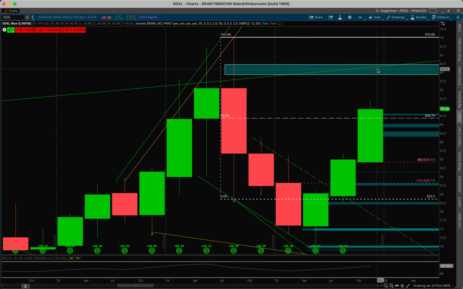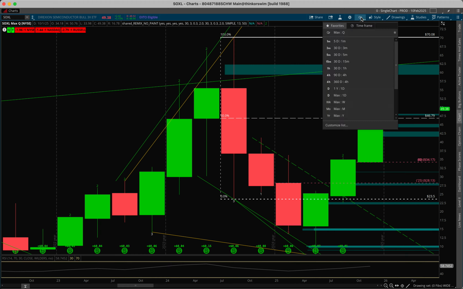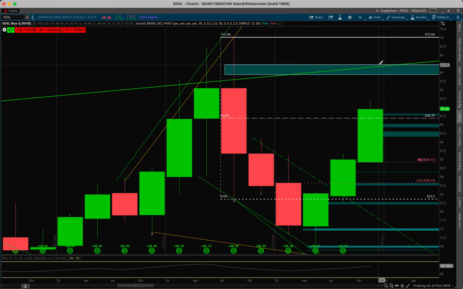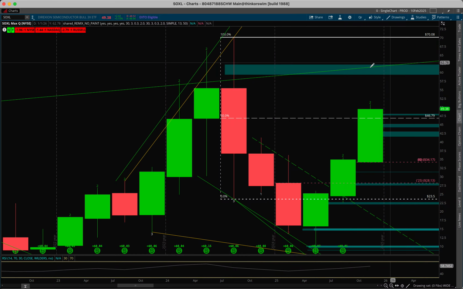So we've got the gap. We talked about at the top of the gap from the week perspective, that's where the fair value gap would end, and that would kind of line up with this monthly broadening formation that we see up here as well. So maybe around that 62 area is where we get some more major resistance.